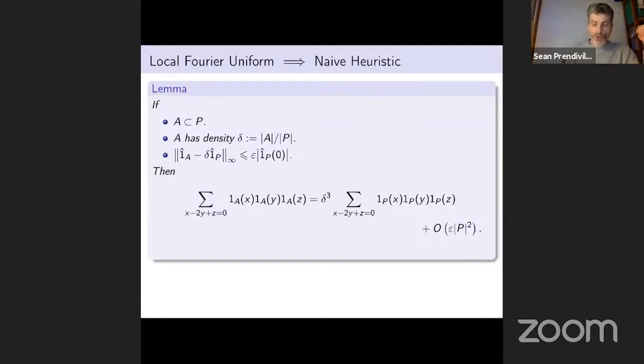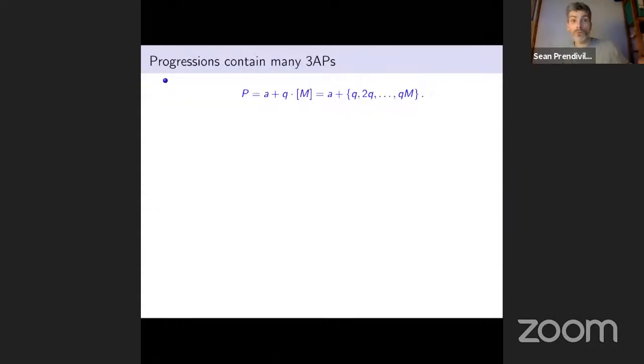We've reduced this combinatorial problem, counting solutions to our equation in a dense set. We've reduced it to a number theory problem, and that's counting this main term here. Counting 3-term progressions in this ambient set P. And we need to show this is definitely a main term, so it's of order of magnitude P squared. So let's solve the number theory problem.